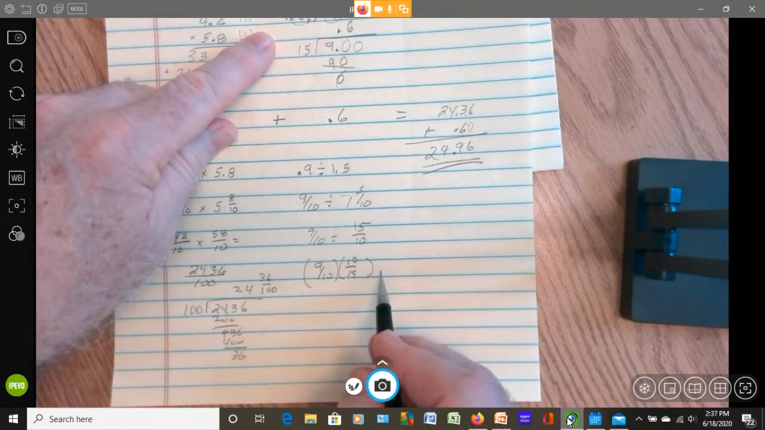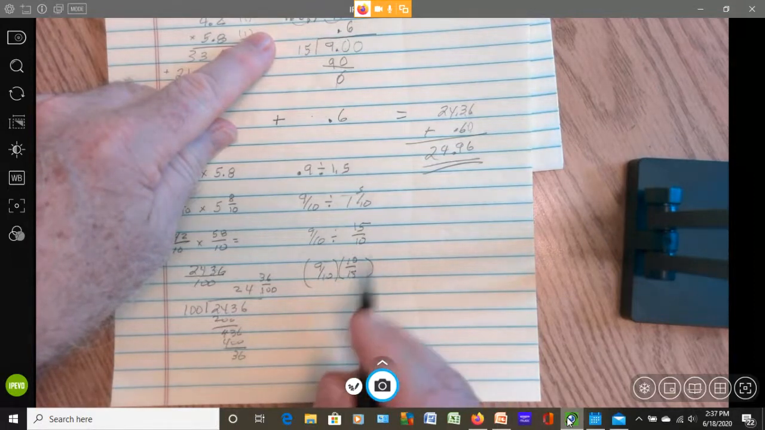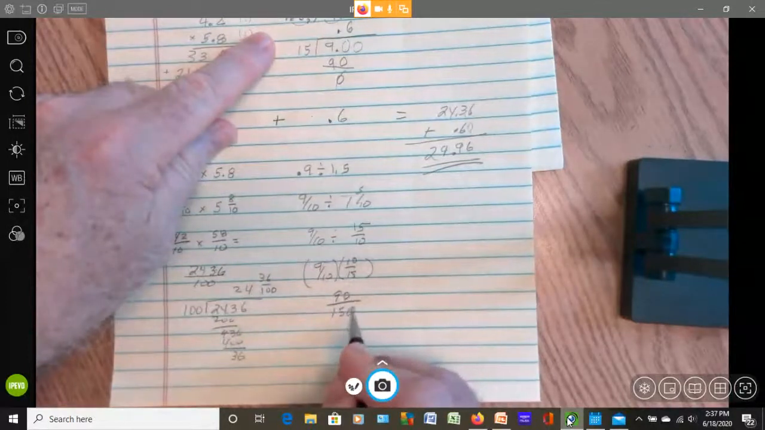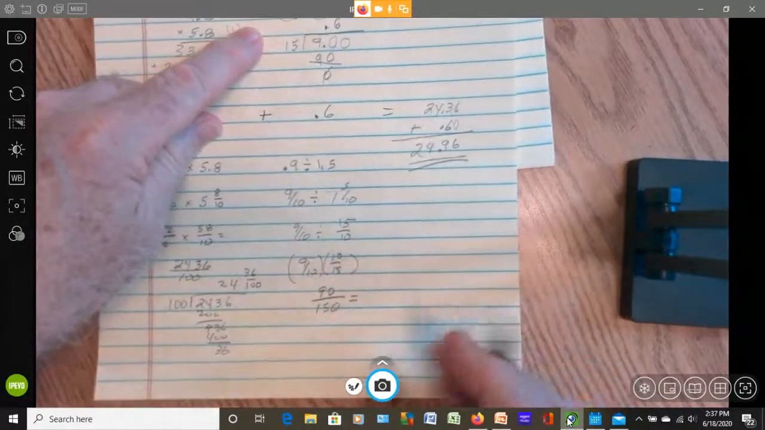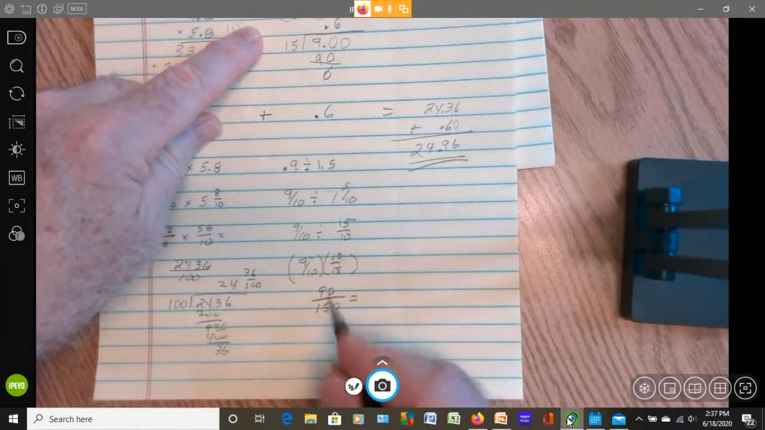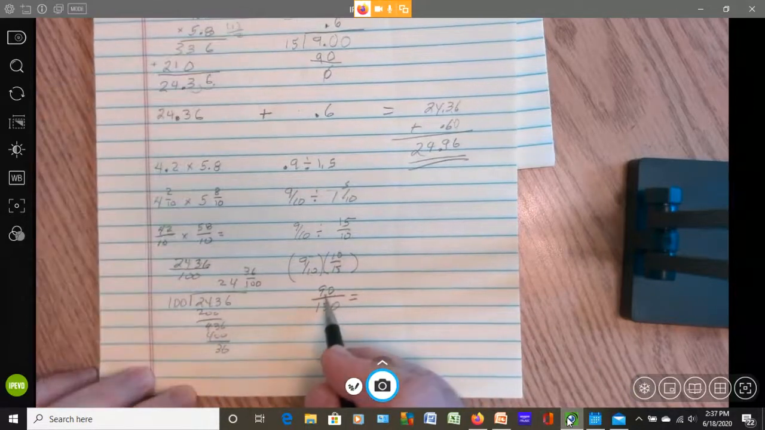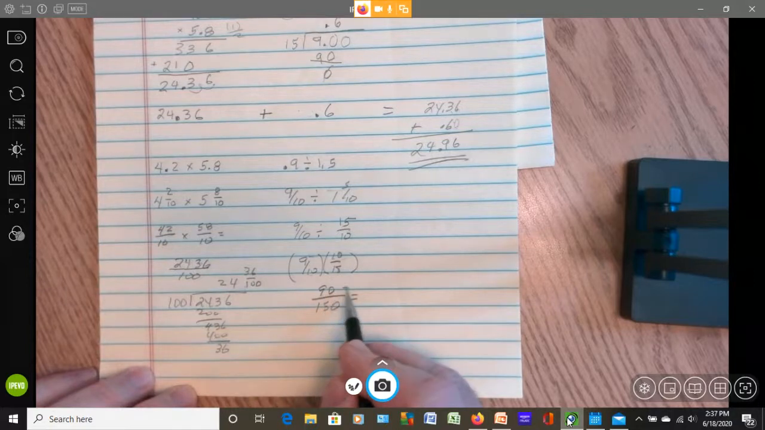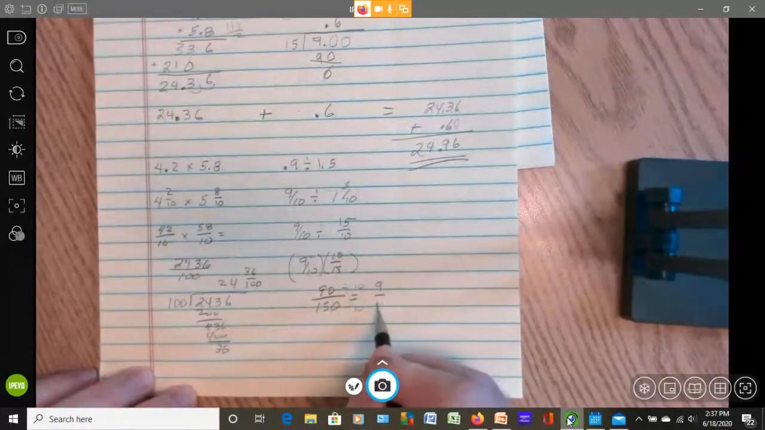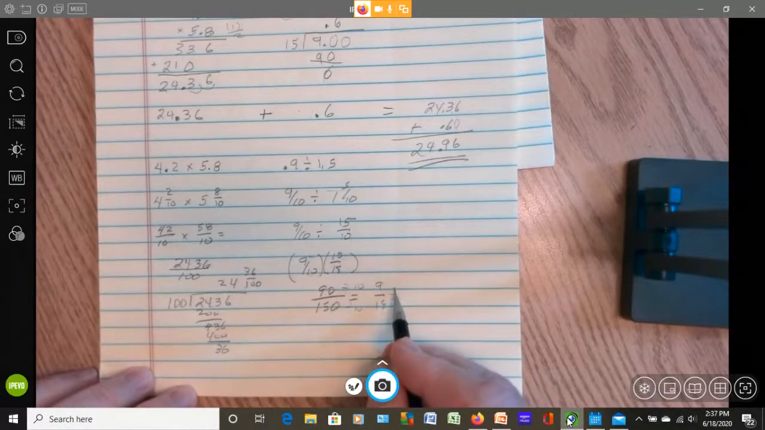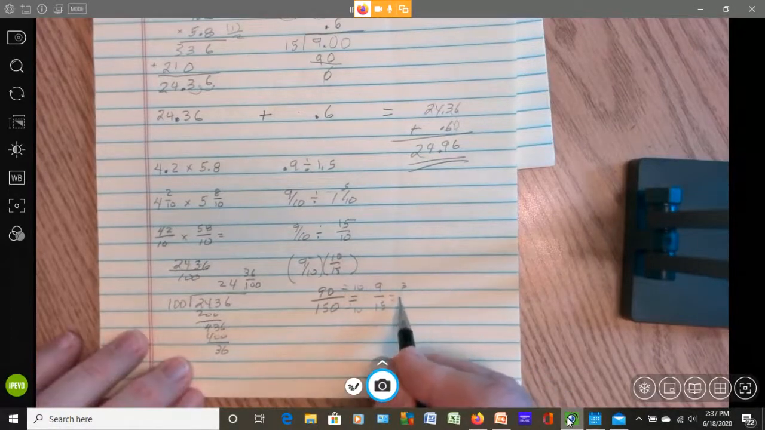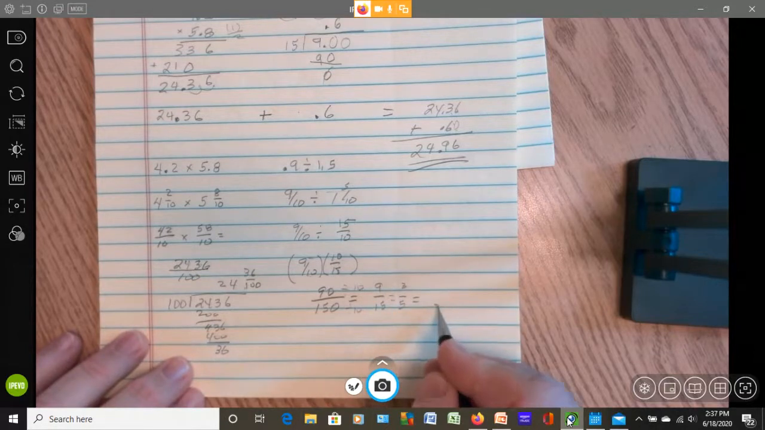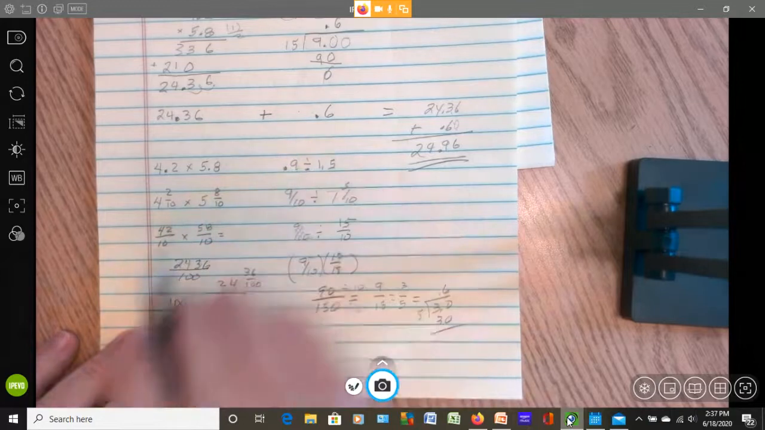Okay. Now what do I get? Well, you just do this multiplication now, right? 9 times 10 is 90. 10 times 15 is 150. You want to simplify this down a little bit? Yeah, I think so. Divide by 10. Get 9/15. Divide by 3. You get 3/5. 3/5 is 0.6, which was the answer we got.